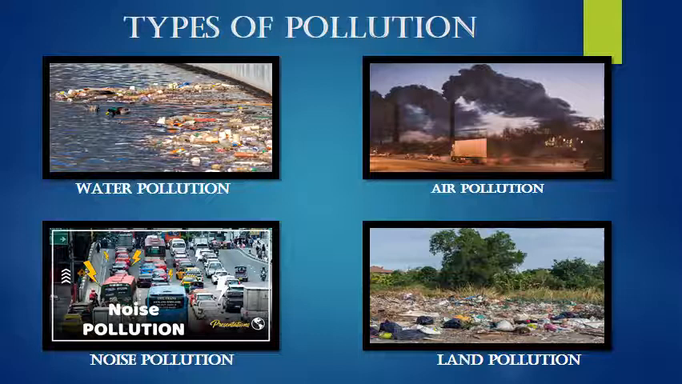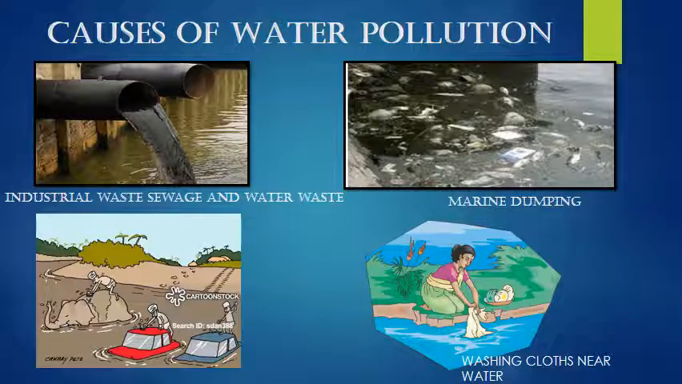Now let us see what are the types of pollution. Water pollution, air pollution, noise pollution, and land pollution. In the chapter earlier, we have studied about from the window, where we studied about air and noise pollution. The one which we are going to study in this chapter is about water pollution. Why does the water get polluted? Well, let us see what are the causes of water pollution.